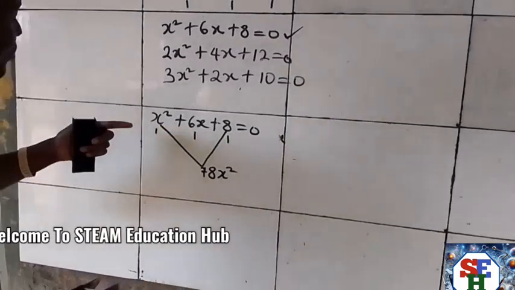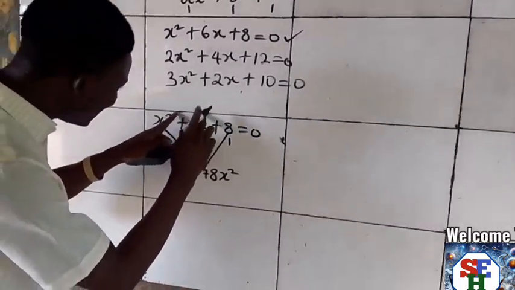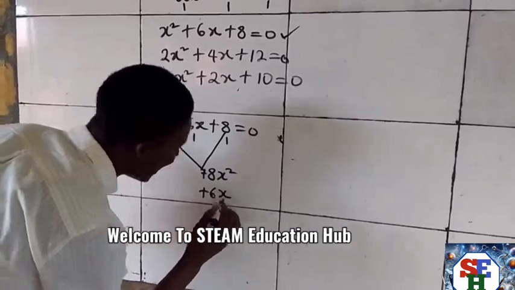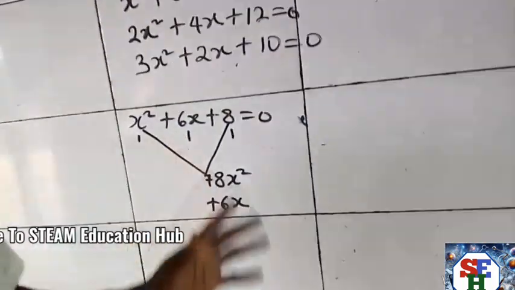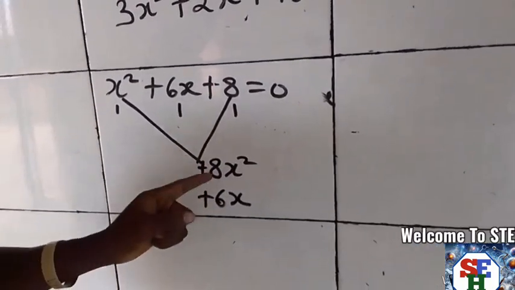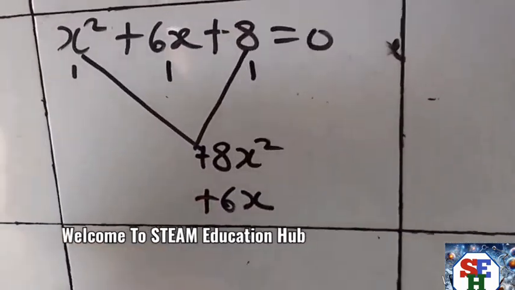Now, the one that is remaining in the equation is this 6x. So the 6x will now have plus 6x. Now, the next step is: what factors can we multiply together to give us 8, and when we add them together, will give us 6.